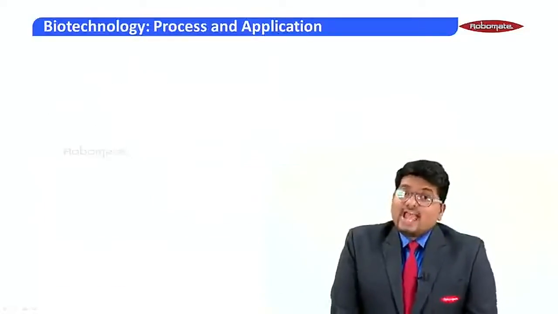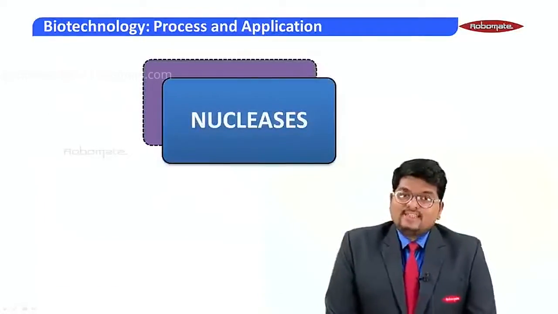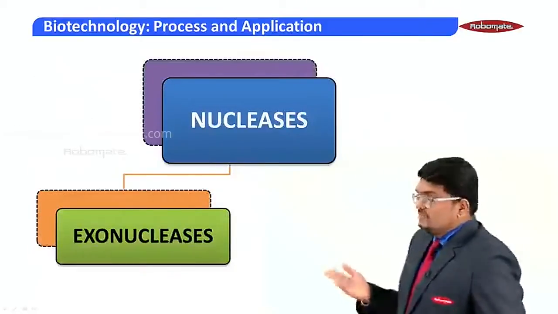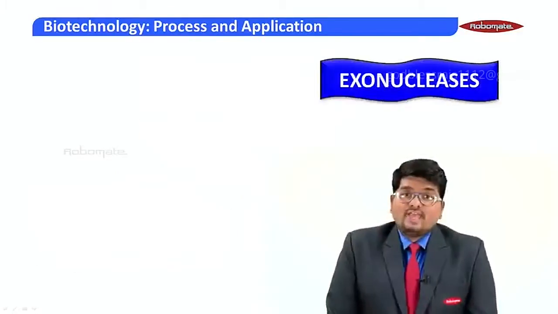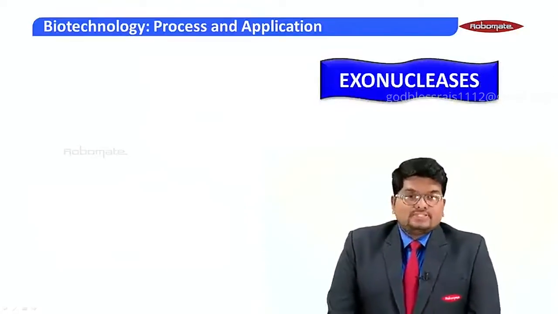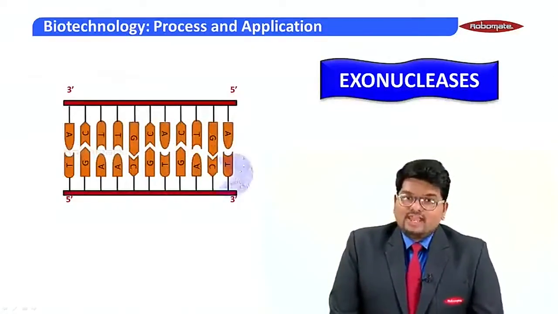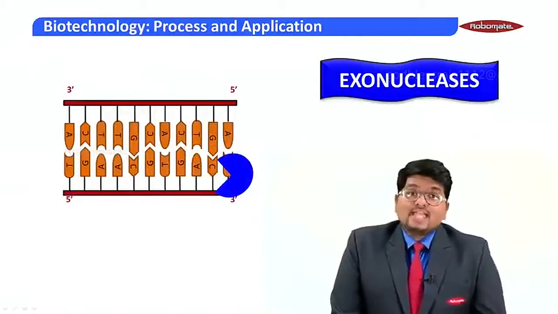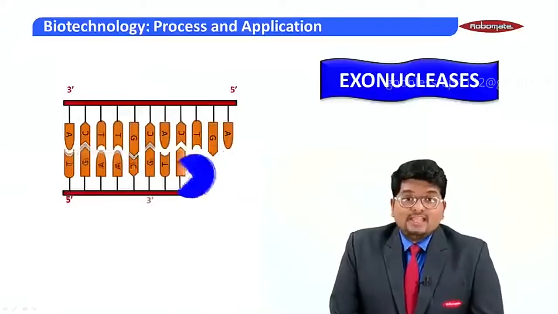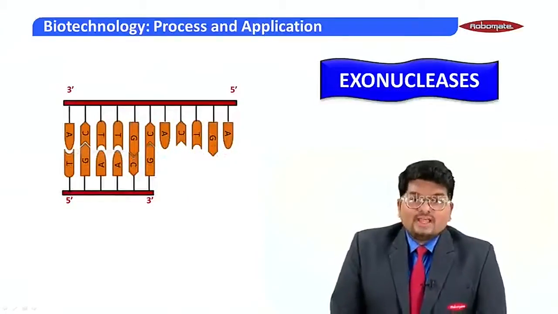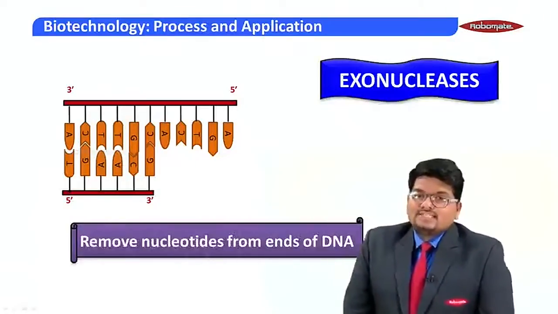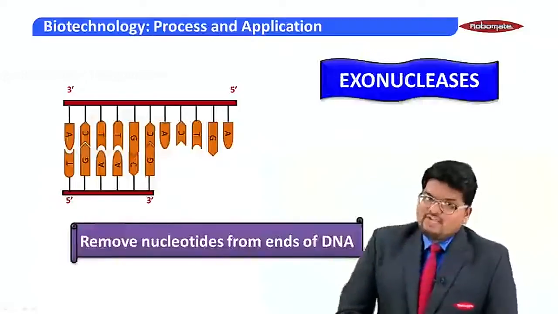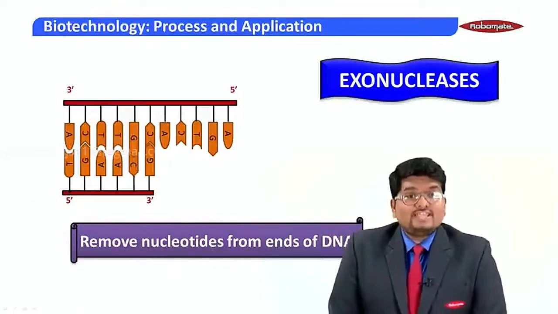Now let us move ahead and take a look at the types of nucleases. Here we have the first one, which is exonucleases, and the second one, which are endonucleases. We shall study them one by one. So the first one we have is exonuclease. Now what do exonucleases do? Here's the DNA molecule and here's an exonuclease enzyme. The exonuclease enzyme will be cutting the DNA molecule or removing the nucleotides from the ends of the DNA, that is the terminus of the DNA. So exonucleases remove nucleotides from the ends of the DNA. That is the function of the exonucleases.